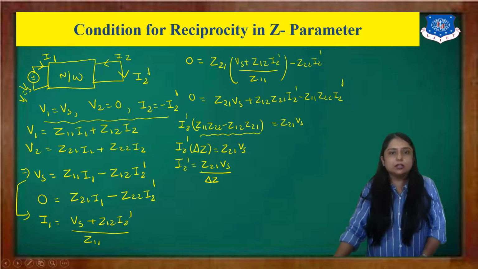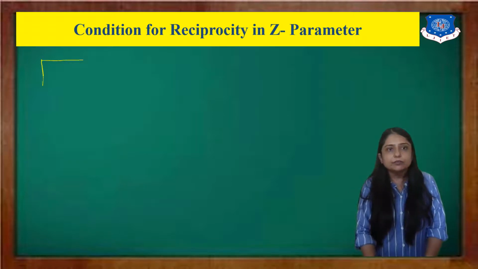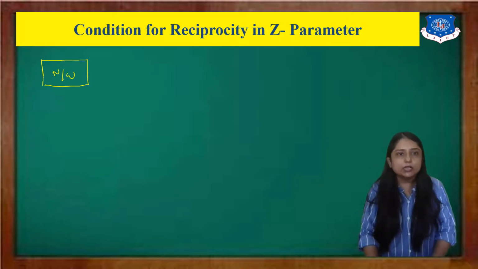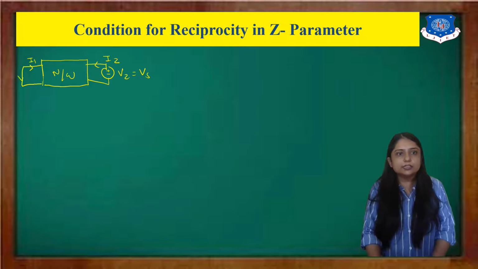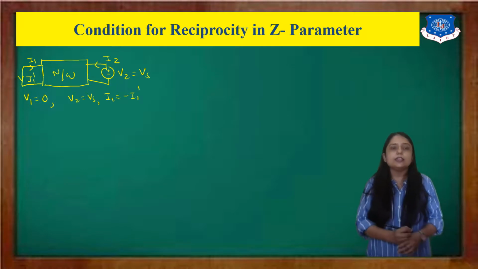Now, as we discussed, again we will draw one diagram. In this diagram, I'll interchange the voltage and current. So I'll short circuit this, and in place of V2, I'll use V2 equal to Vs. This current is I2, this current is I1, and this current is known as I1 dash. So V1 equal to 0, V2 equal to Vs, and I1 equal to minus I1 dash.